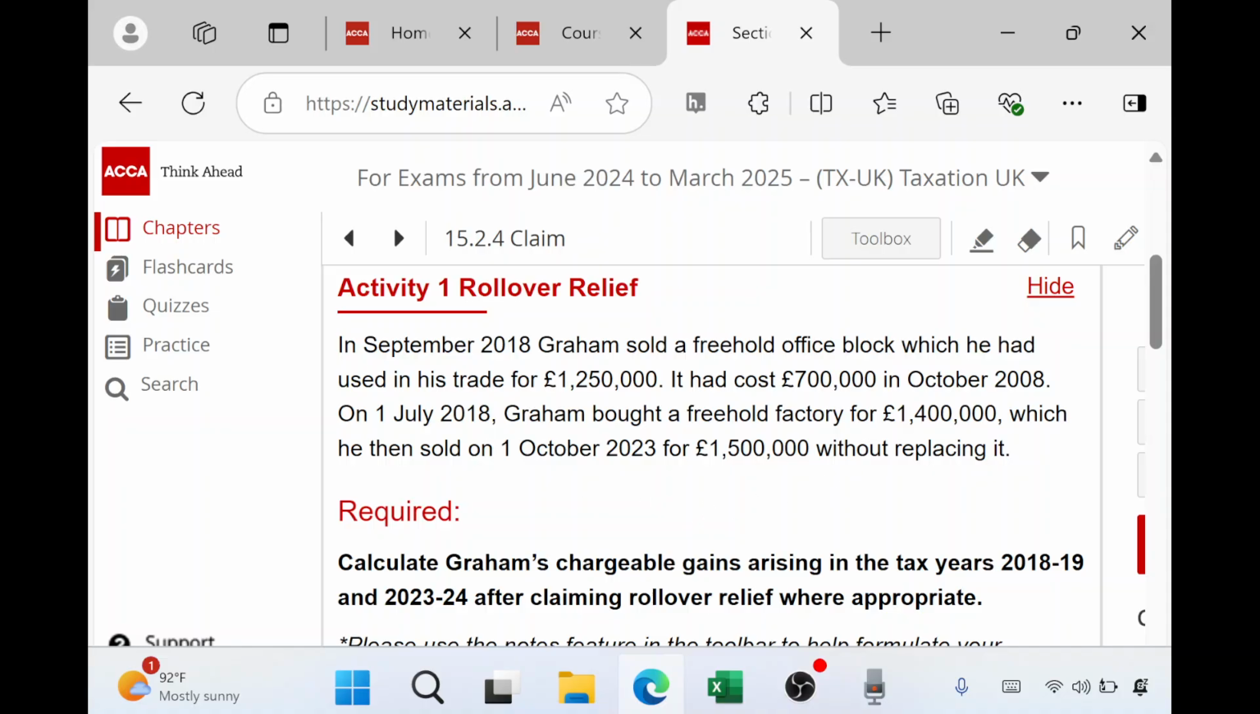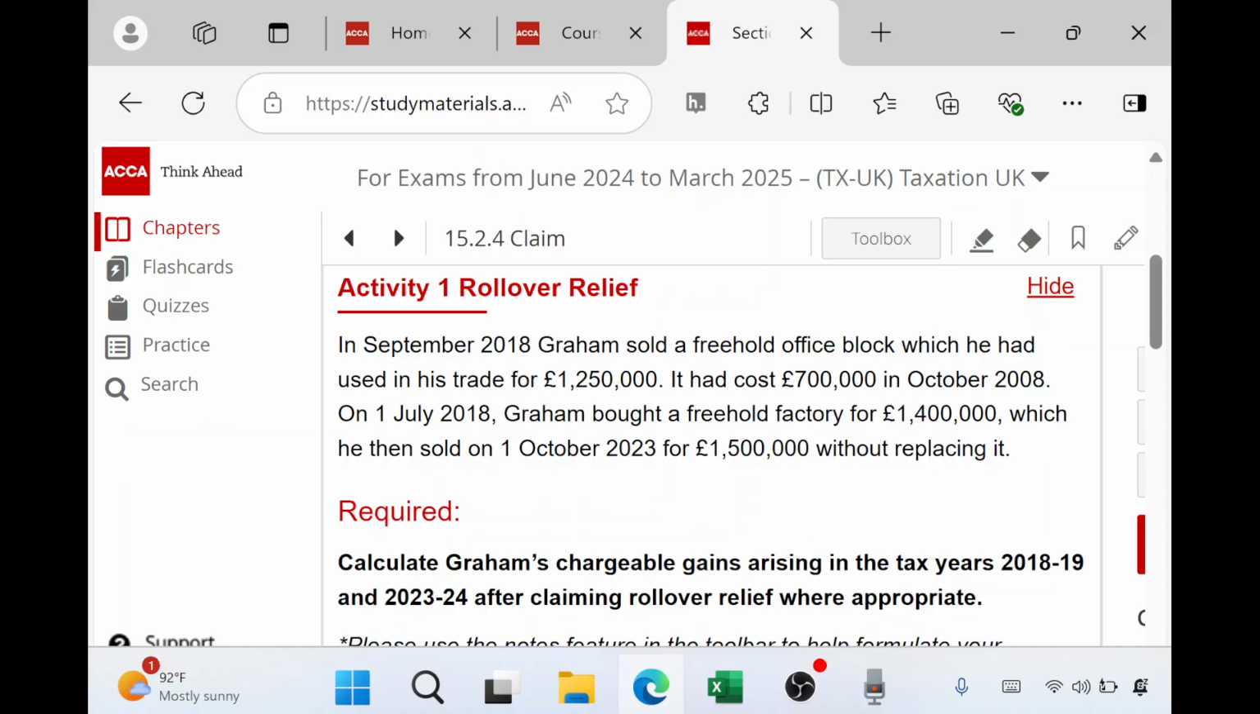Freehold factory, I like. Qualifying asset, okay? And he then sold on. So that's the second part of the requirement here. So two gains, okay? I guess the key point is the split between simple marks and tricky marks, tricky marks being obviously the relief itself. So how will we go about this?